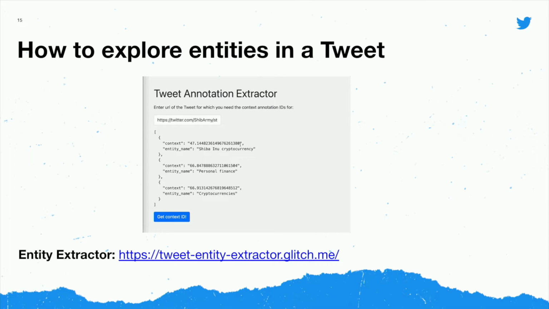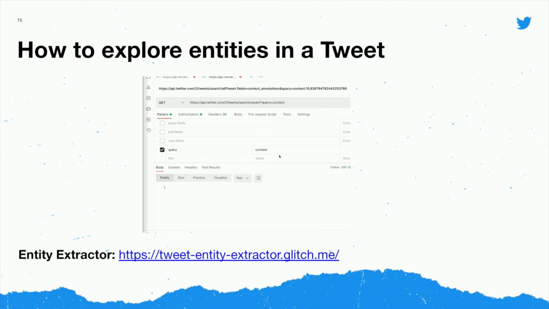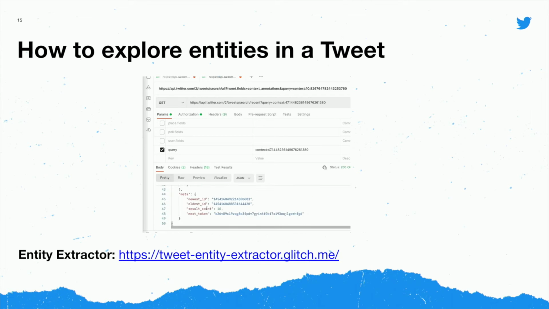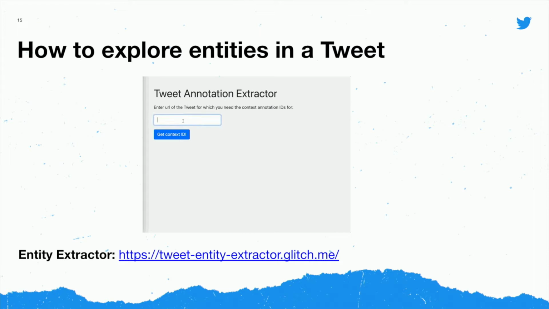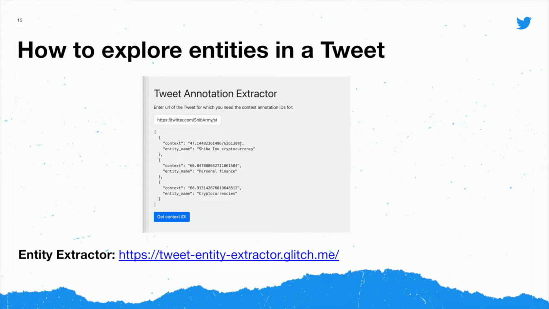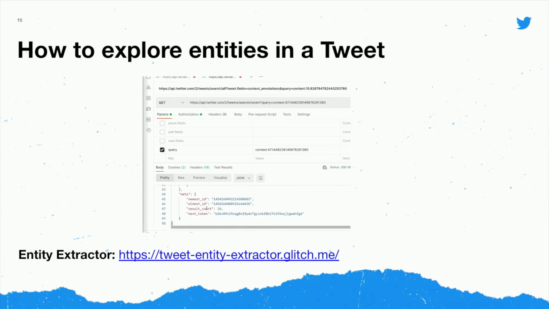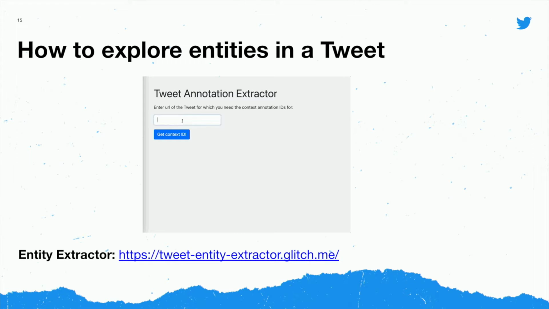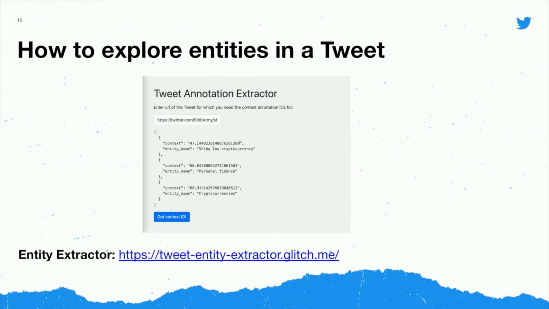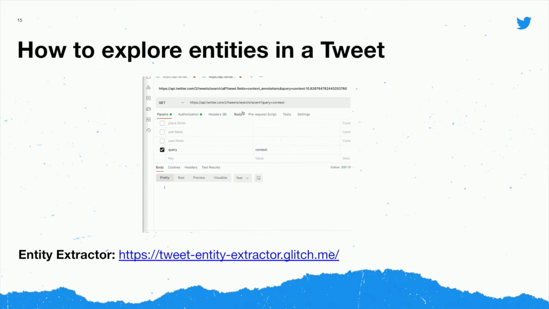The way that works is that you put in any tweet of your choice, and for that tweet, it will tell you what the different entities present in it are, and then you can basically use that to search the Twitter API. In this case, the example you're seeing is for a specific cryptocurrency. Feel free to try it out. Just go to the tweet entity extractor, put in a tweet of your choice, and see what named entities or topics are present.